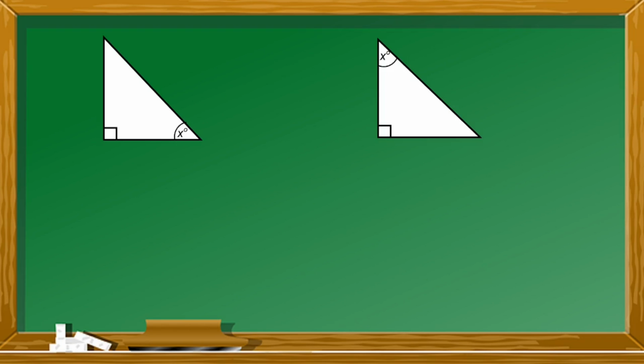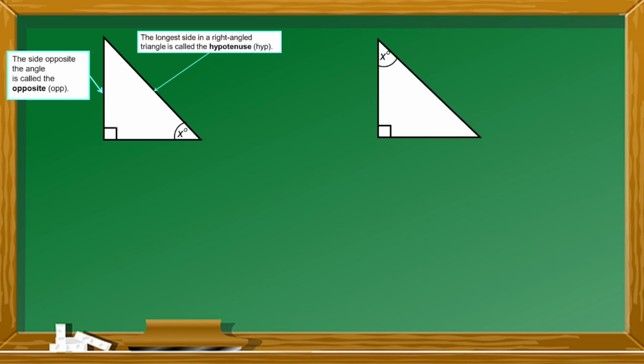From the previous videos, you were exposed to one of the sides: the hypotenuse. We know that the longest side of a right angled triangle is called the hypotenuse, and it's always opposite to the right angle, or the 90-degree angle. The next side is our opposite side. The side opposite to a given angle is called the opposite side. And the third side is the side next to the angle, and it's called the adjacent side. It's the side that is adjacent to the given angle.